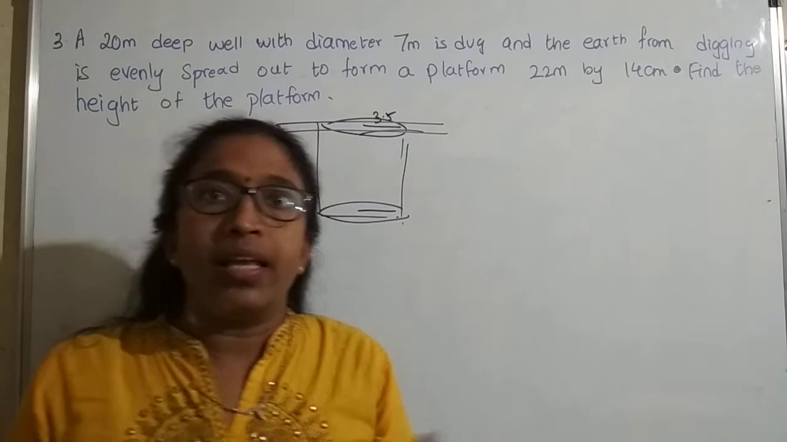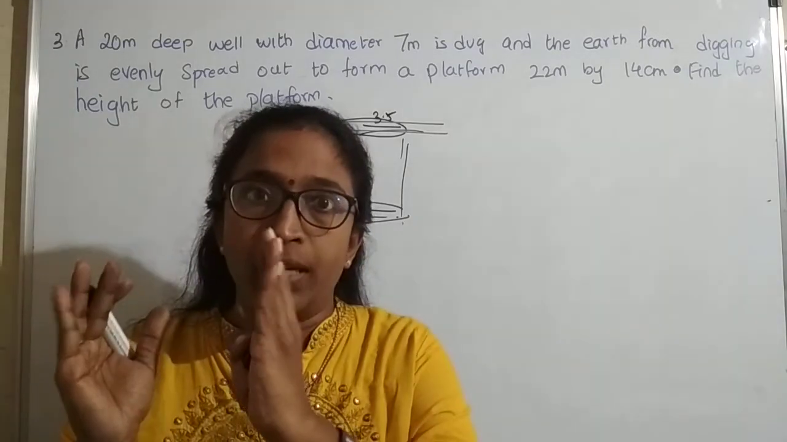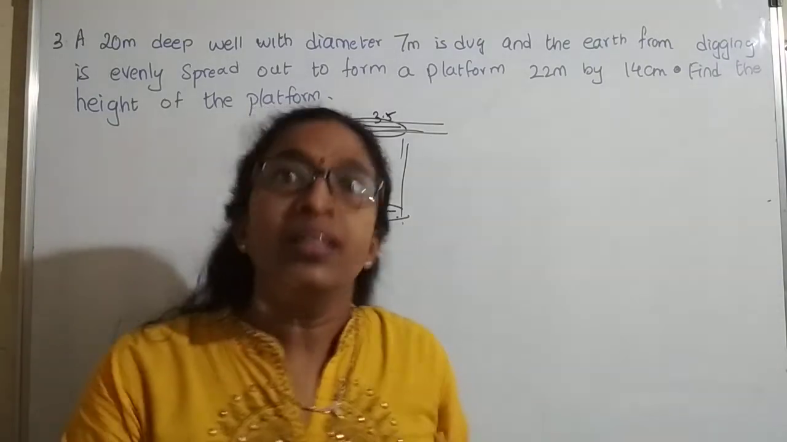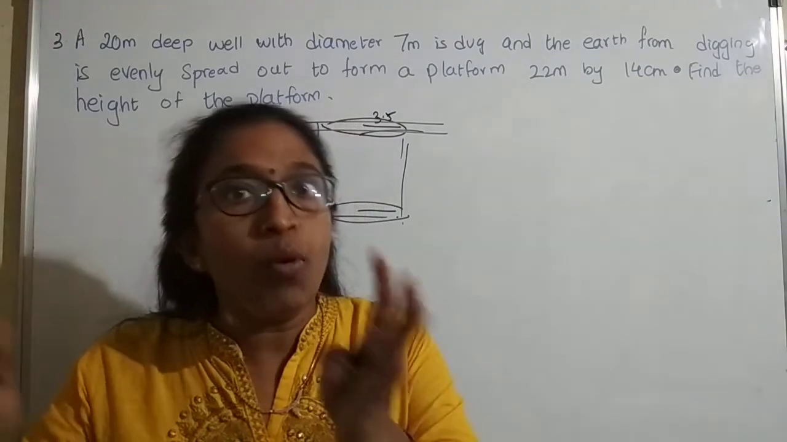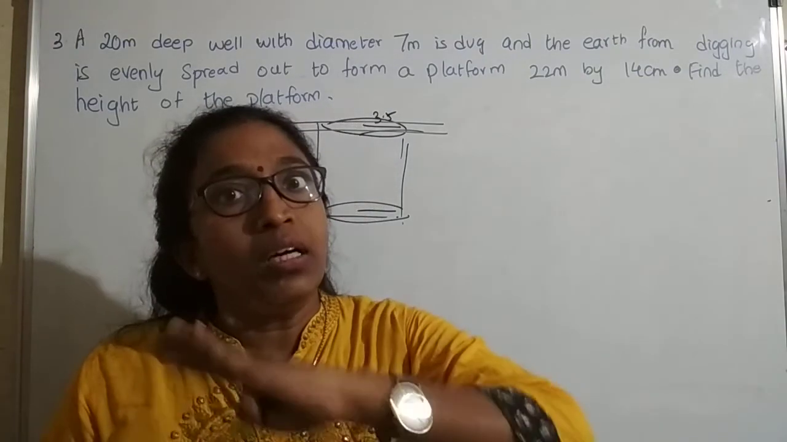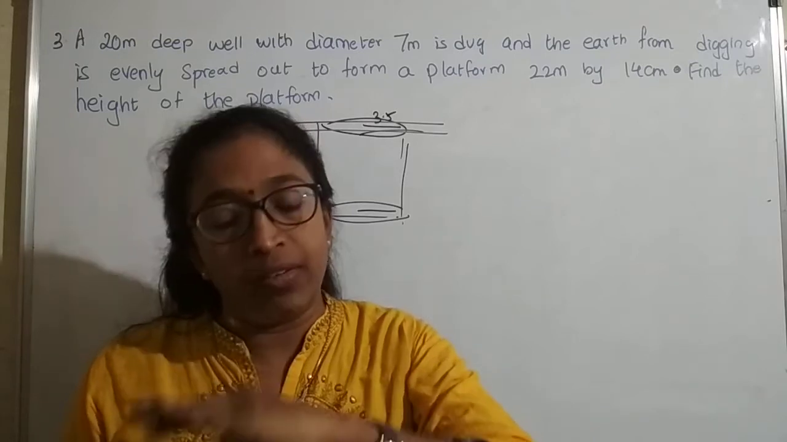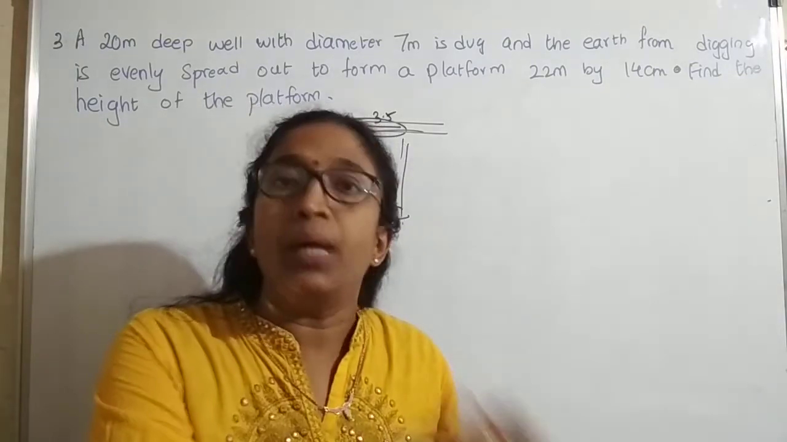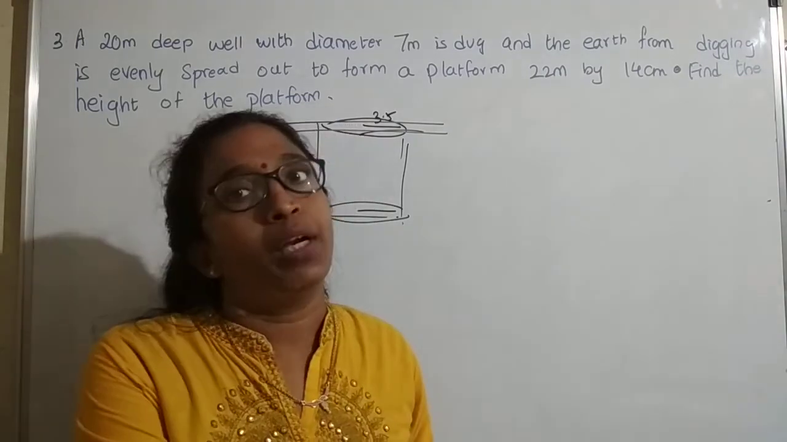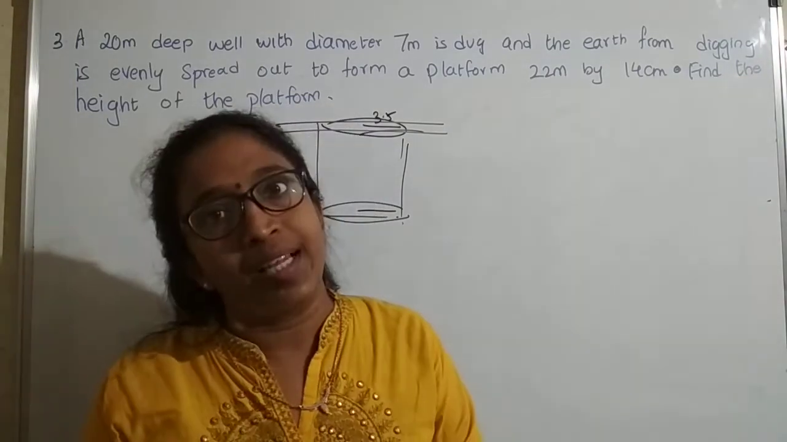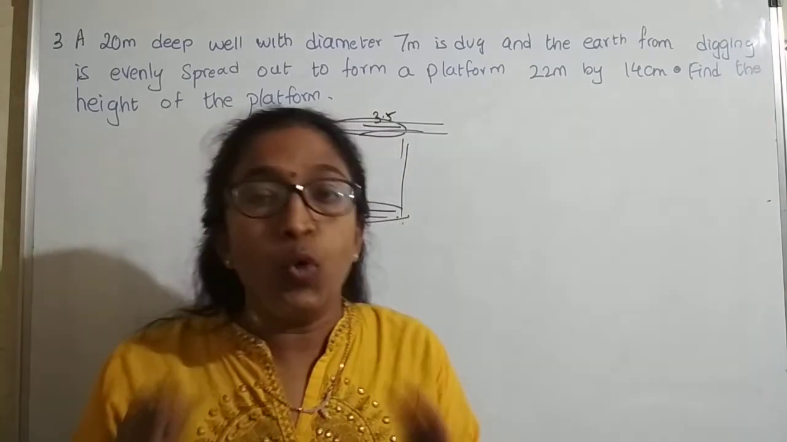It is just like when a solid sphere has been melted. Same way here, this is also solid. We are saying the volume of the cylindrical well, whatever earth has been removed from it, has been used to make a platform. So the volume of the earth will be equal to the volume of the platform. You just have to equate and get the answer. This is also very simple.